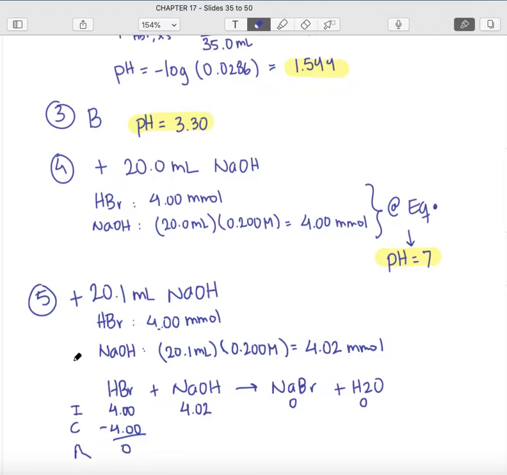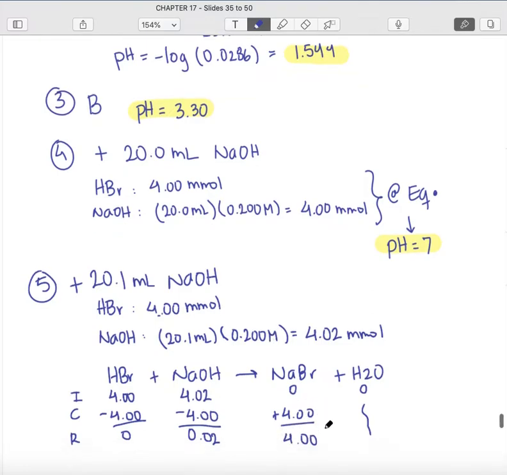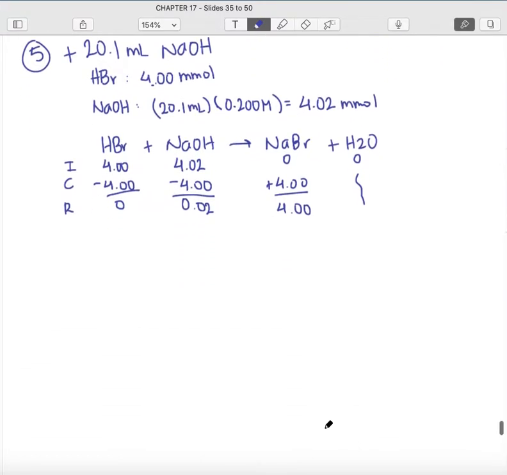Oops, that was supposed to be an R. And now the change is going to be the same for all of the reactants, so negative 4.00, which tells us that the excess for sodium hydroxide is going to be 0.02 millimoles. And for the products, yes, we're going to be forming positive 4.00, which means that we are left now with 4.00 millimoles of sodium bromide, and for water, we don't really care. Now remember that the sodium bromide does not affect the pH because it is a neutral salt, and therefore we don't really care for it right now.